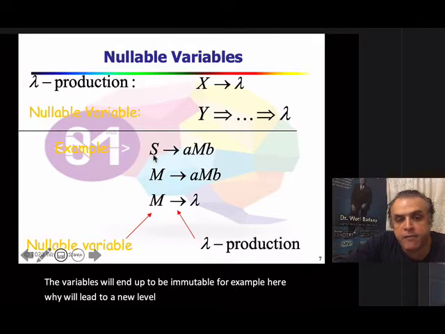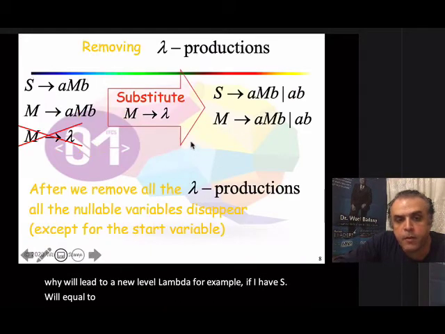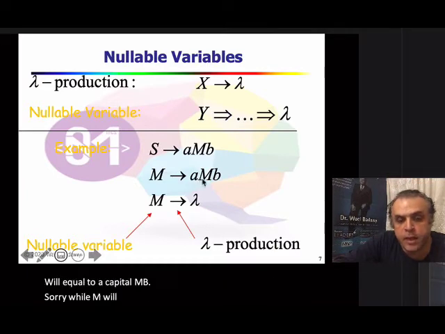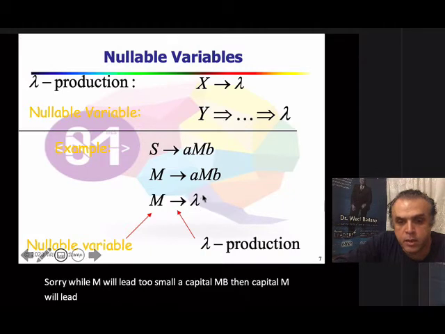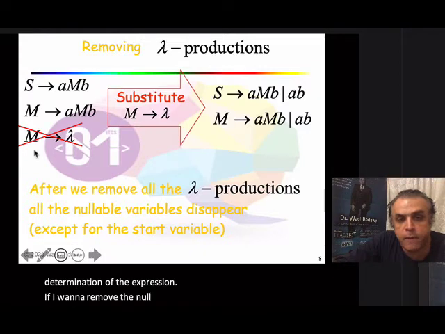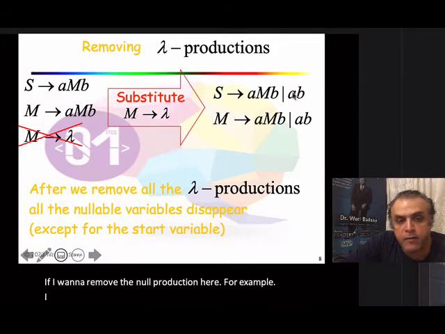For example, if I have S equal to A capital M B, while M will lead to small a capital M and B, then capital M will lead to null production, which means a terminal or a termination of the expression. If I want to remove the null production here, I can substitute the actual variables with the end results.